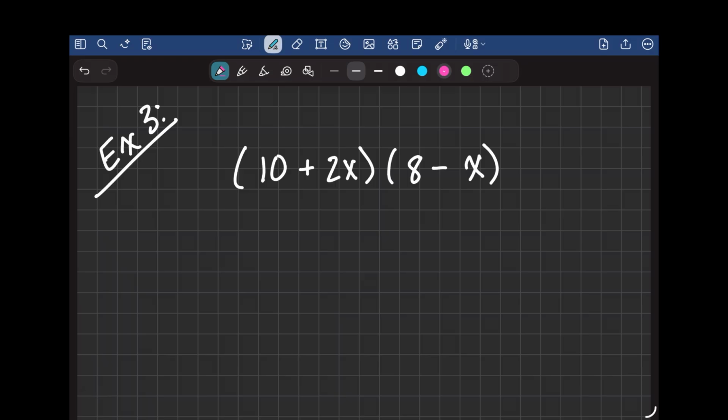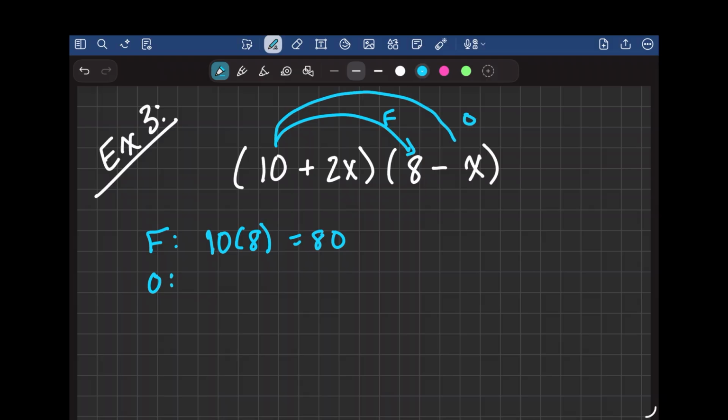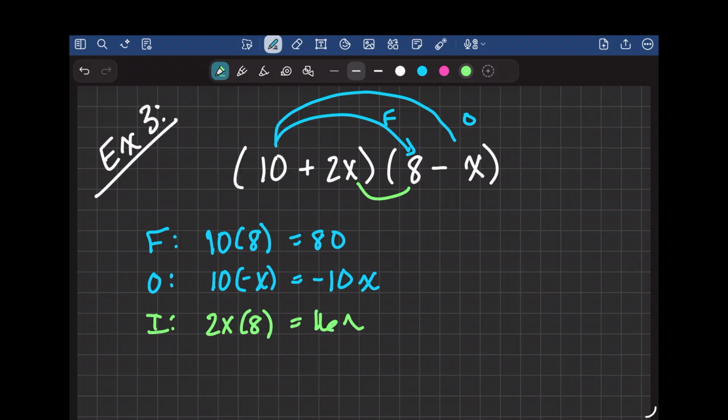Looking at example 3, our first terms here are going to be the 10 and the 8. So 10 times 8 is 80. My outside terms are going to be 10 and that negative x. So 10 times negative x is the same as negative 1 times 10, so negative 10x. Looking at my inside terms, we have 2x times 8, and that will give me 16x. And then we have 2x times negative x would be negative 2x squared, because 2 times negative 1 is a negative 2.